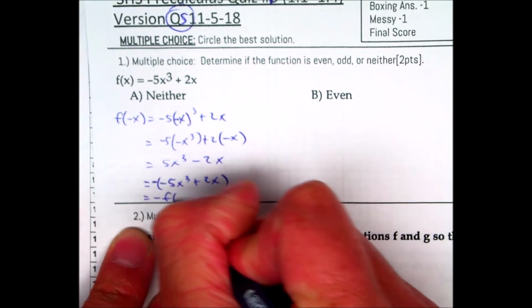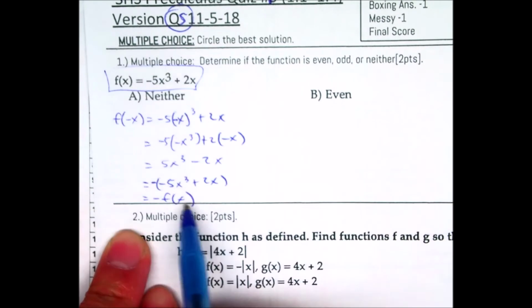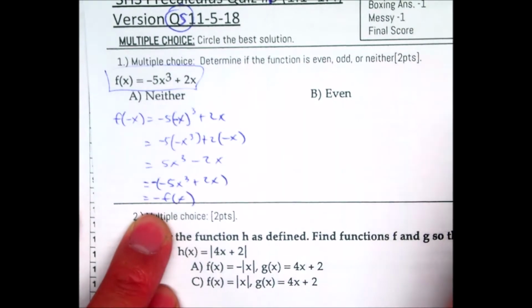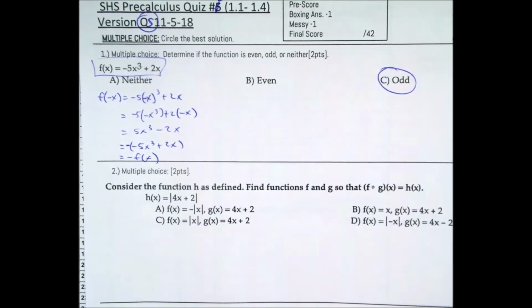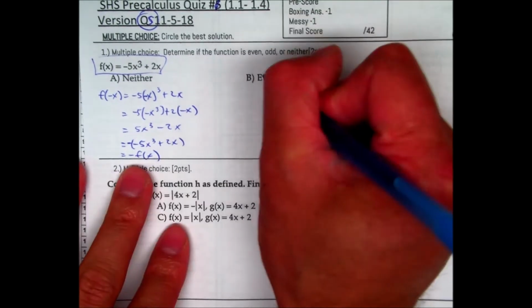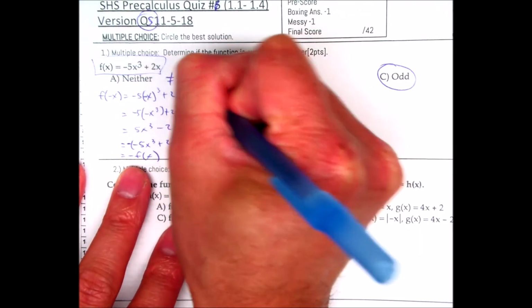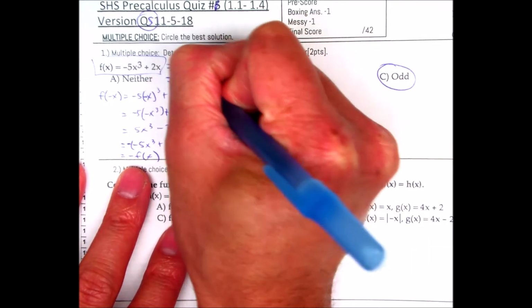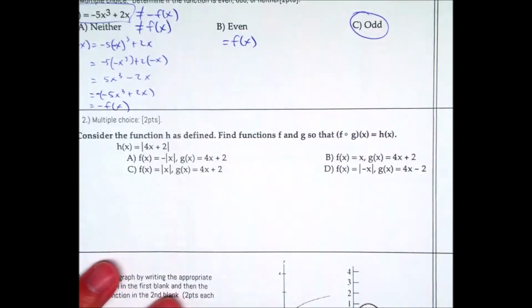So here you have the original function, and it's the opposite of the original function, so odd is your answer. If it becomes the original function, then that would have been even, and if it's not the original function, and if it's not the opposite of the original function, then that would be neither.